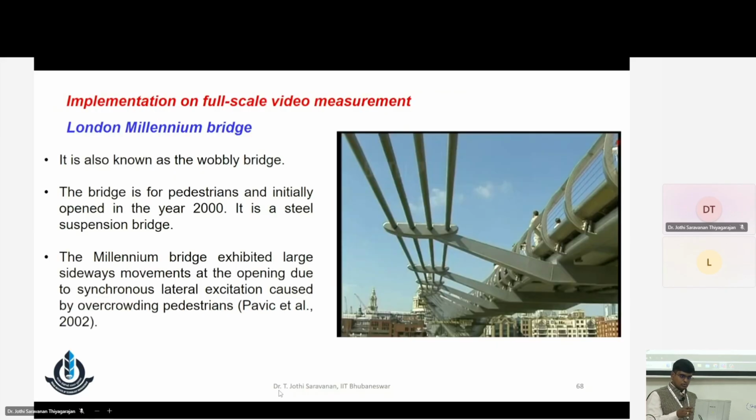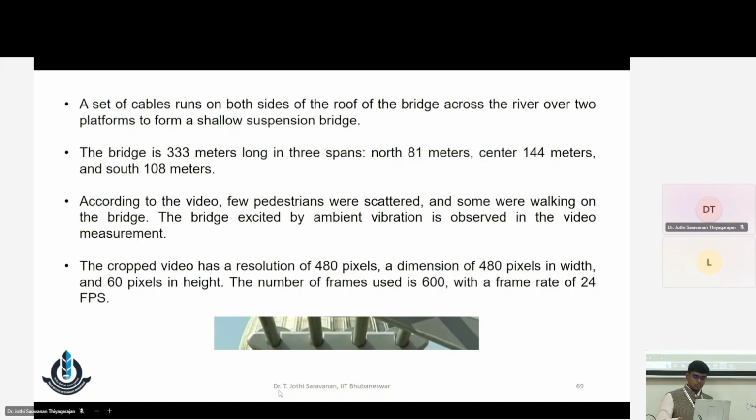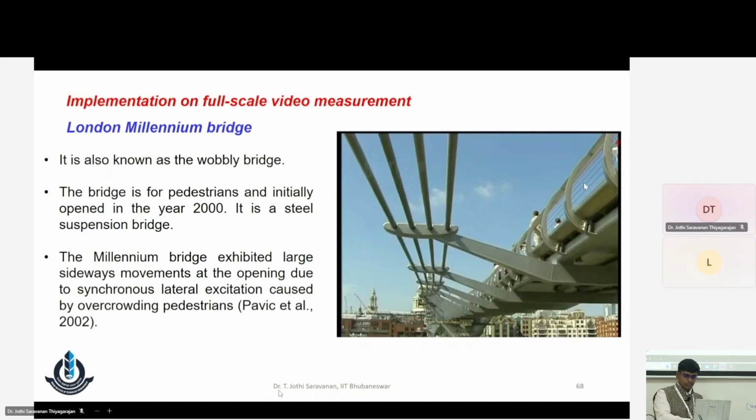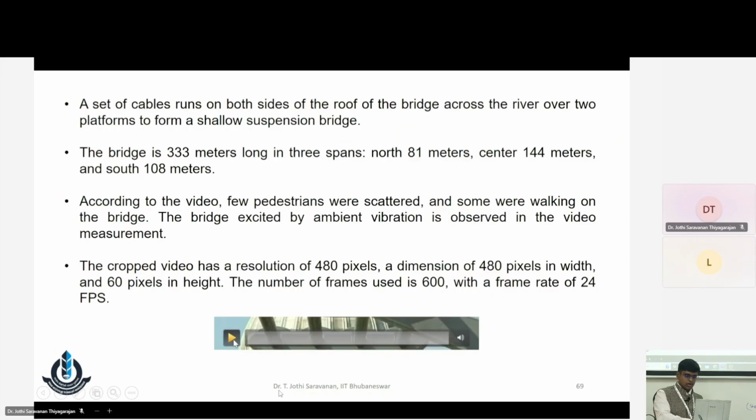The same bridge which I showed you in the first slide, we have done the analysis for this London Millennium Bridge. This was opened in 2000. It is a steel suspension bridge. Due to the synchronization of the lateral excitation by overcrowding pedestrians, there was a large sideway movement. Then they tried to avoid that using a lot of damping systems. From this video, I think I have run this video earlier.